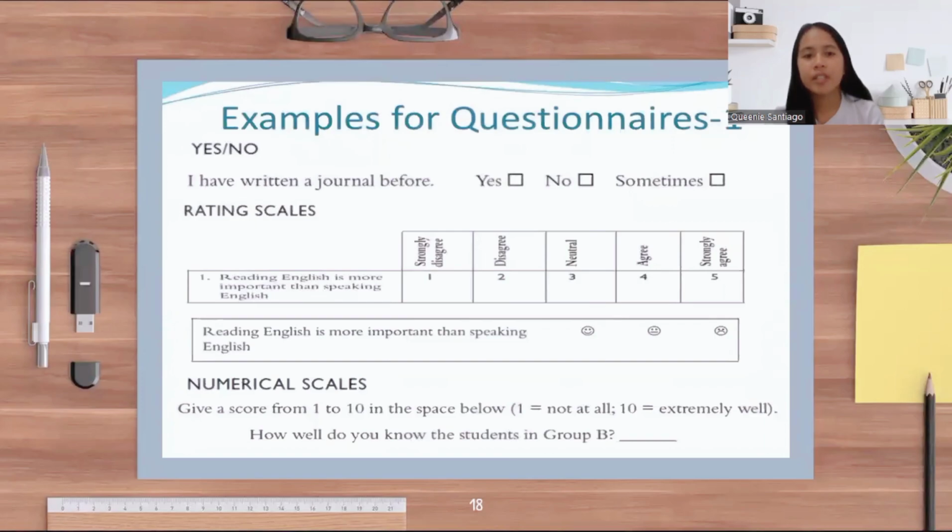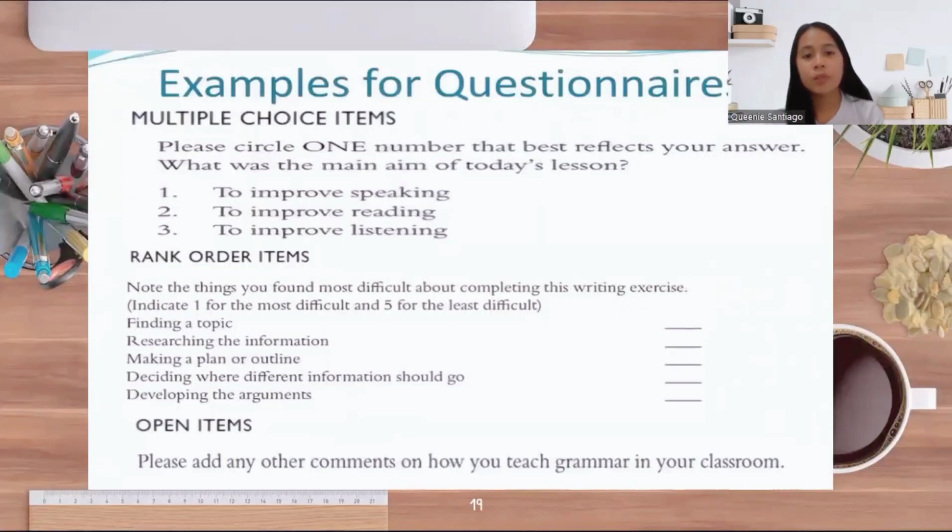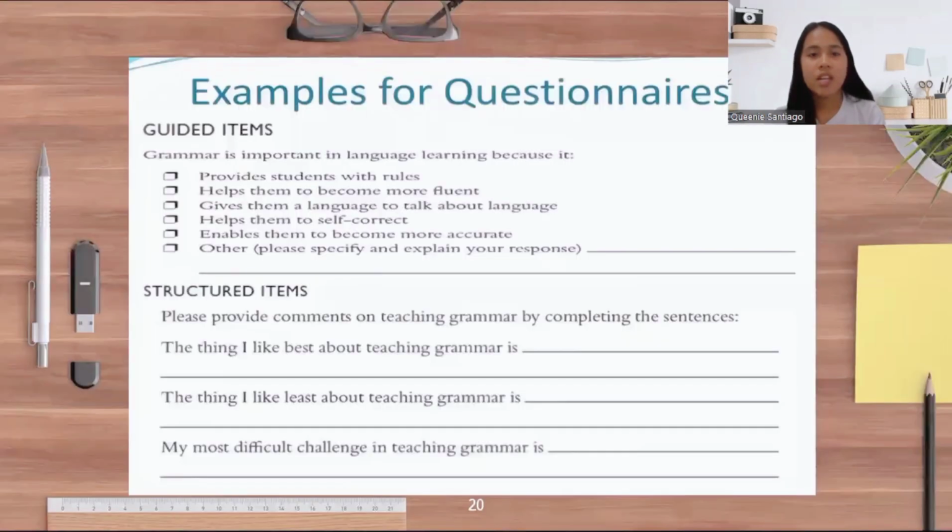Example of questionnaire: a yes or no item, "I have written a journal before." We have some options here: yes, no, and sometimes. Example for questionnaire number 2: multiple choice items, rank order items, and open items. Another example of a questionnaire: guided items and structured items.